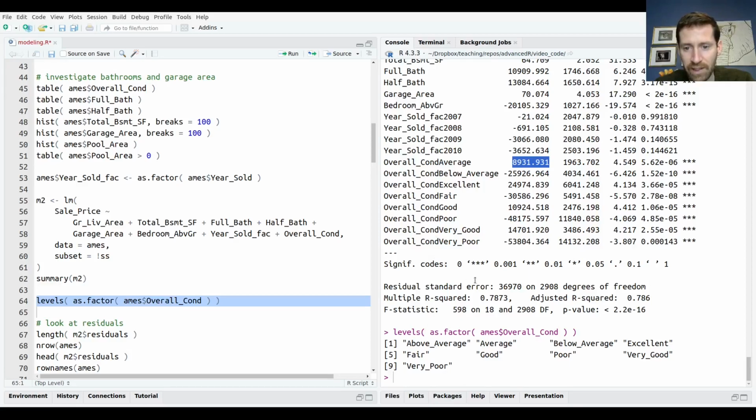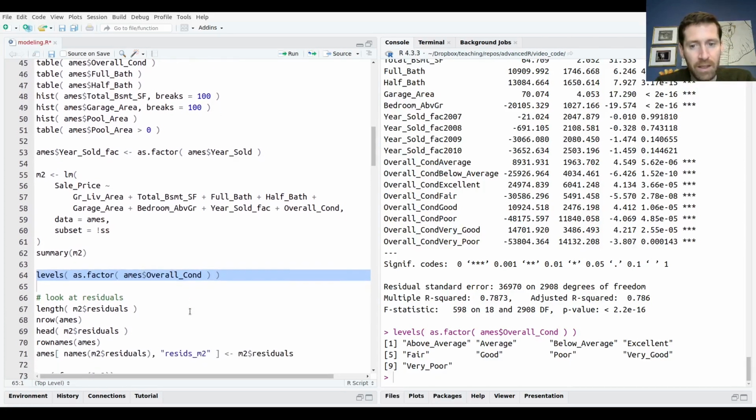Okay, what else to look at? One thing I think that's important is to understand how good is your model, and one measure of that is the residual standard error. So this is basically, on average, when you're using this model to predict home prices, how far off is the prediction, and this says about $37,000. Other things you look at are like multiple R squared. This is the proportion of the variation in the data that's explained by this model.